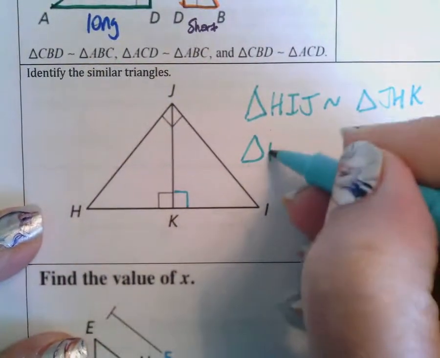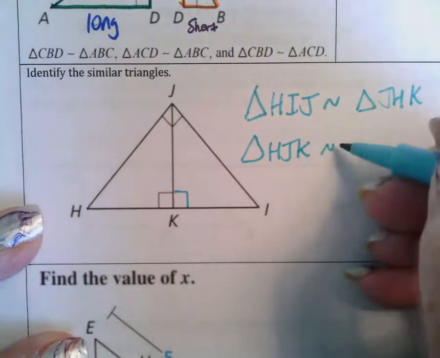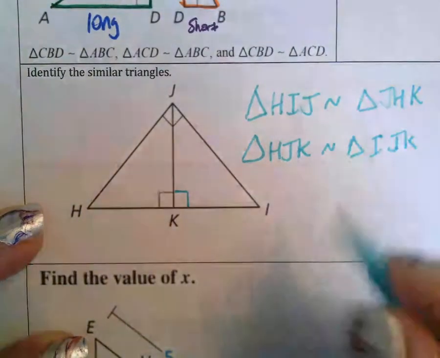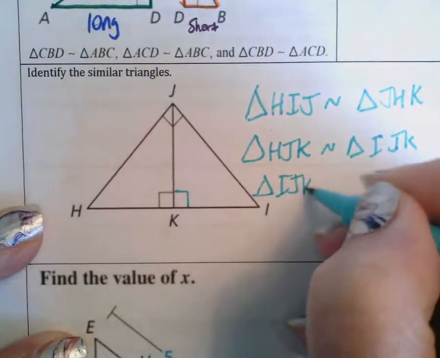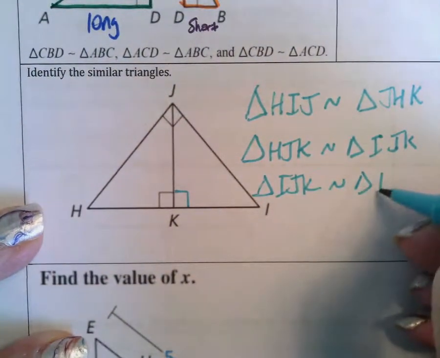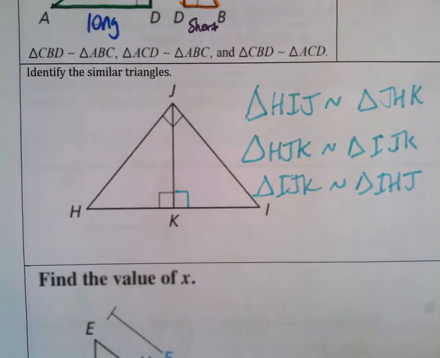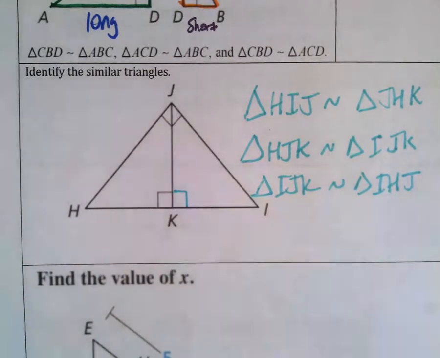So HJK is similar to IJK, and IJK is similar to IHJ. And it honestly does take a second to figure these out. I've already pre-done them, but it does take a second because they're confusing to look at. If you need to pull them out into separate triangles to see what's what, do that. But it's not easy to look at sometimes.